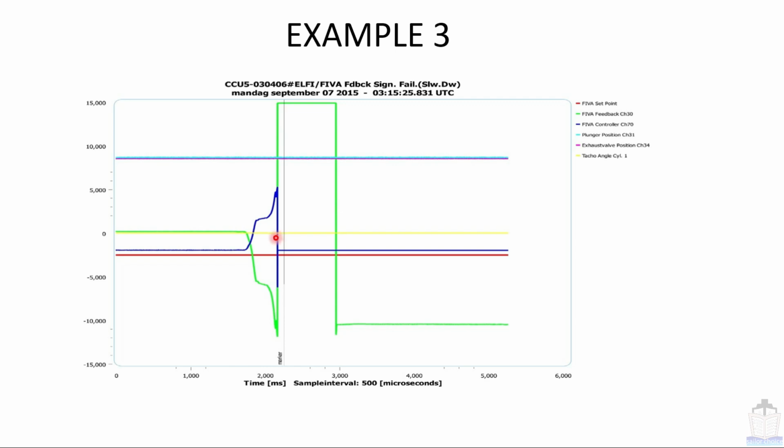Now example number 3. Here you can see that this channel number 30 is not following the FIBA set point, and this channel number 70 is trying to adjust this channel number 30 so that it can follow the FIBA set point, but in spite of that it is not responding and all of a sudden it starts jumping to this very high level, and therefore this channel 70 came into action to bring the FIBA into fail-safe position. So this one is the fail-safe position.